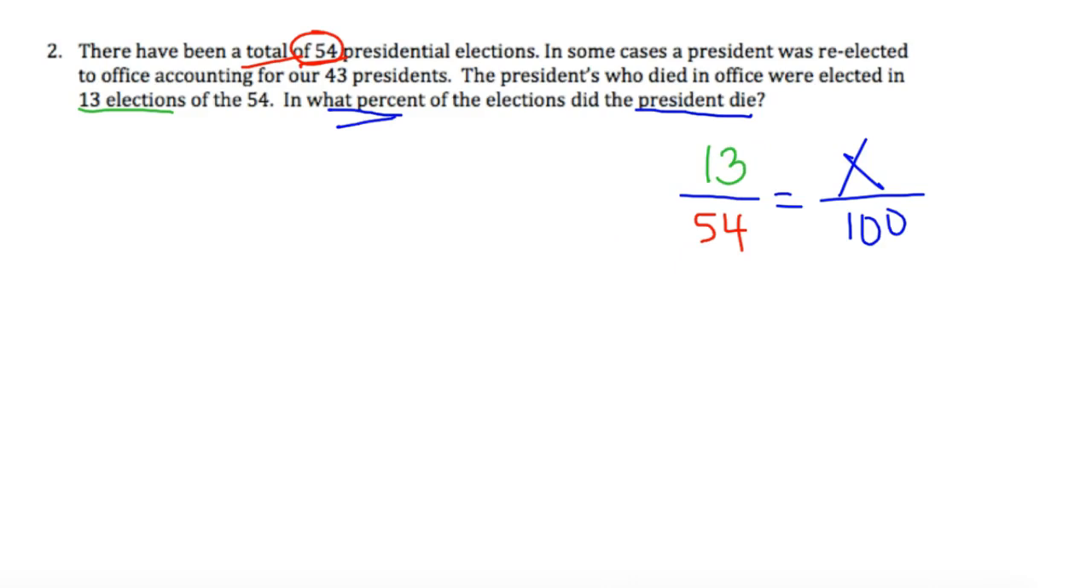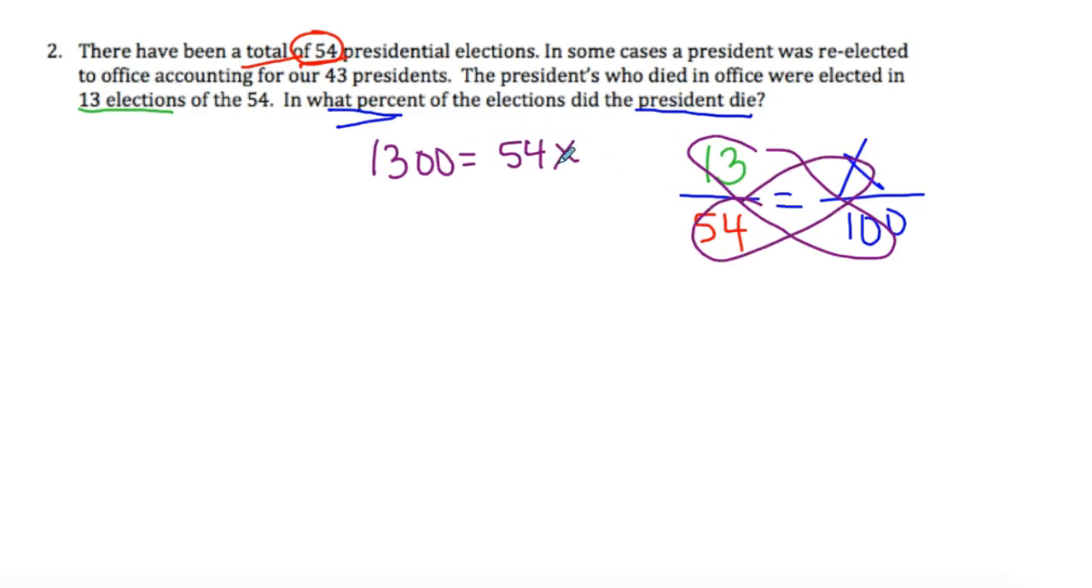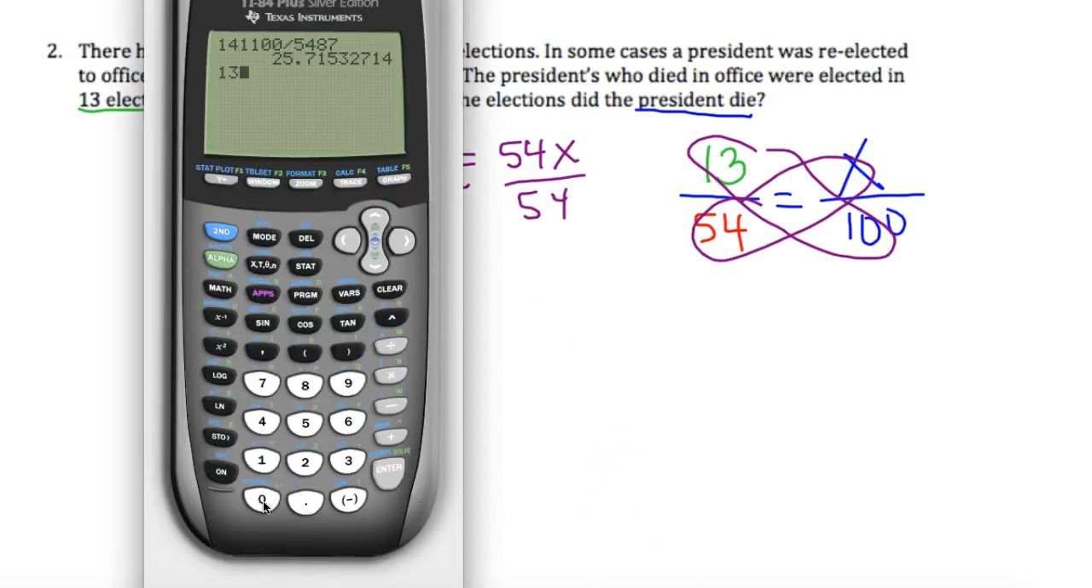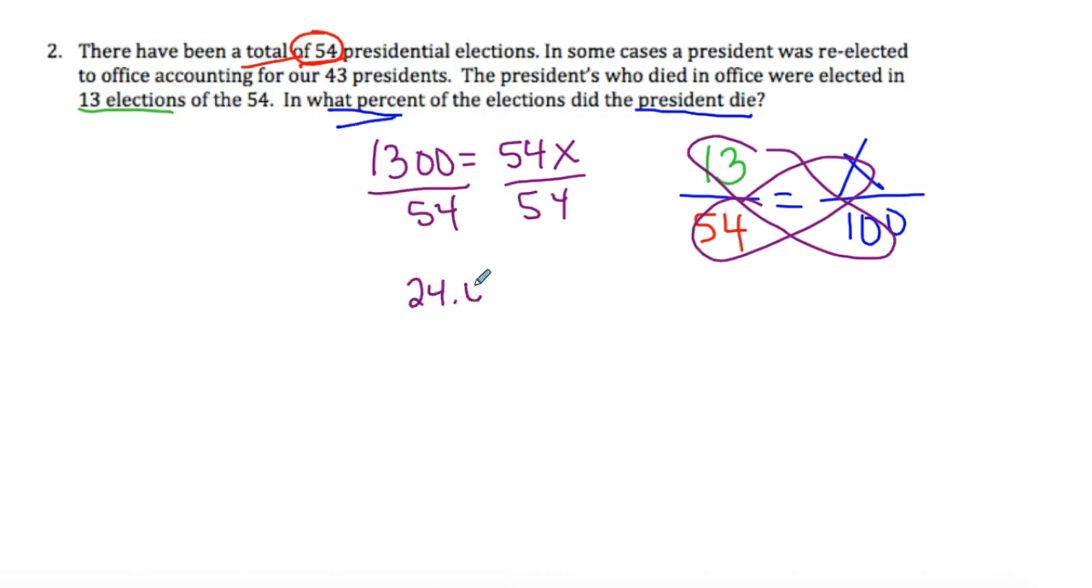So now we're looking for how to solve this. So I'm going to go ahead and cross multiply. 13 times 100 is 1,300, and that would be 54 times x, which is 54x. Go ahead and divide by the number in front of x. On my calculator, I'm going to do 1,300 divided by 54. I get 24.07. So if I have 24.07, this 7 is going to make my 0 round up. So my final answer is 24.1%.